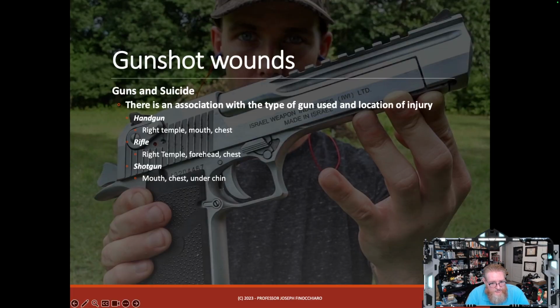There is an association with the type of gun used and the location of injury when it comes to suicide. Handguns are typically used at the right temple, the mouth, and the chest. Rifles, right temple, forehead, and chest. And finally, shotgun, mouth, chest, and under chin.